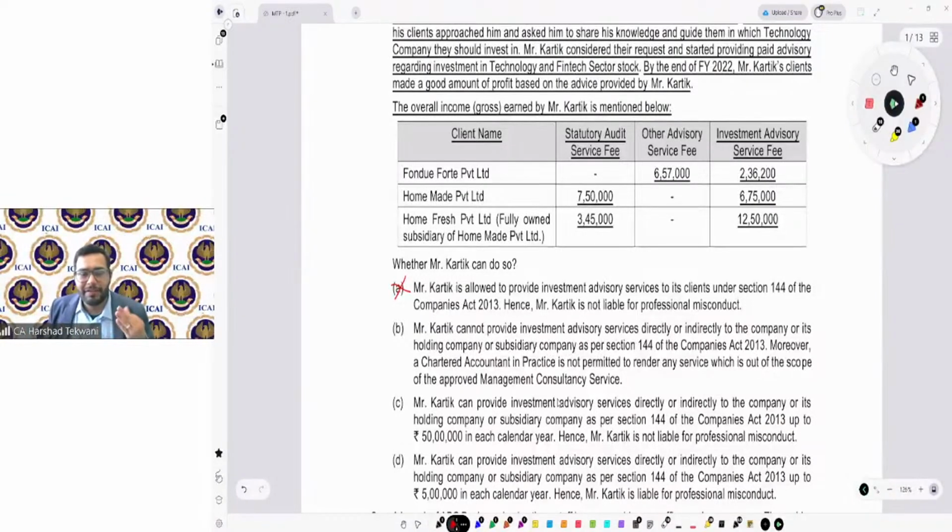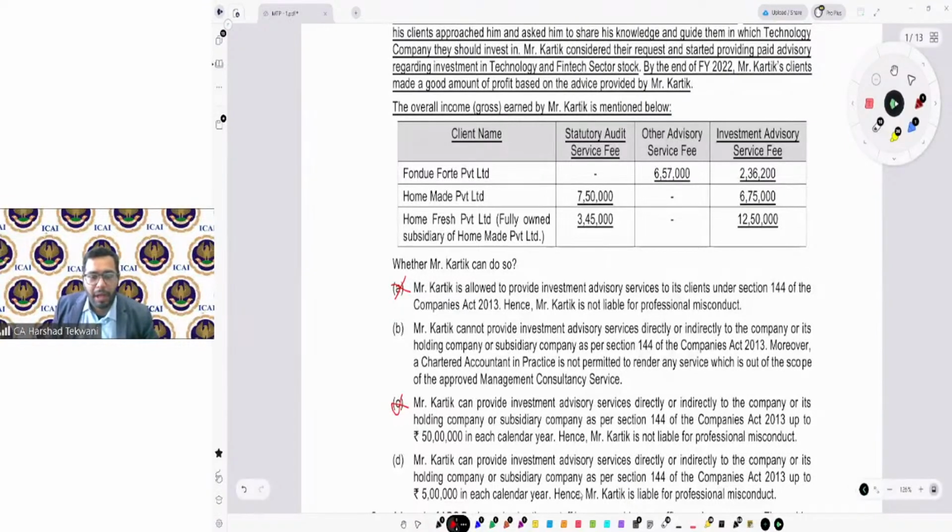Moreover, chartered accountant practice is not permitted to render any service which is outside the scope of the approved management consultancy service. This appears to be correct. Let's see further. Mr. Karthik can provide investment advisory service directly or indirectly to the company or its holding company or subsidiary company as per section 144 up to rupees 50 lakh in a calendar year. That is wrong. There is no such limit. So you can eliminate this also.